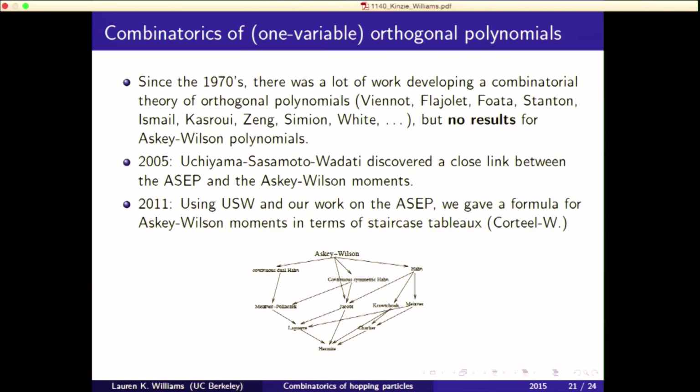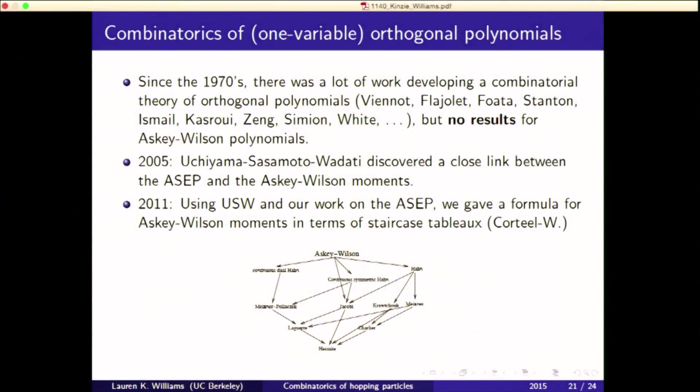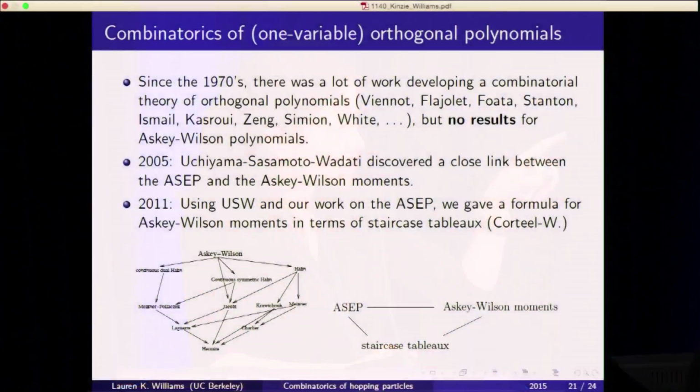Okay, and that's true. So using the combinatorial tableau that we had to study the ASEP, we were also able to give the formula for these Askey-Wilson moments in terms of those tableaux. So we have a kind of triangle of relationships here. So that top arrow between ASEP and Askey-Wilson was discovered by Uchiyama, Sasamoto, and Wadati.